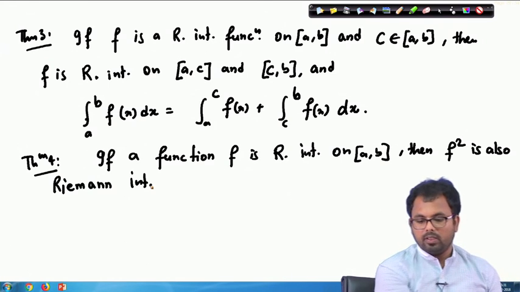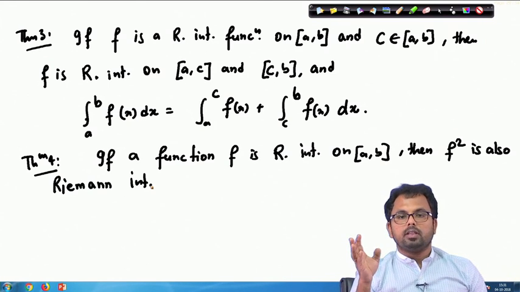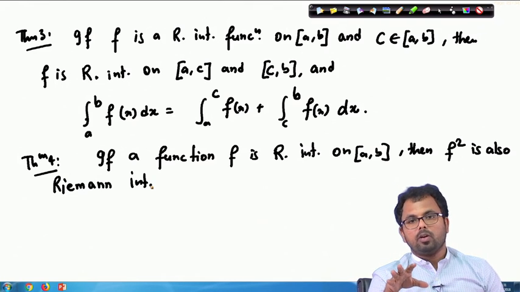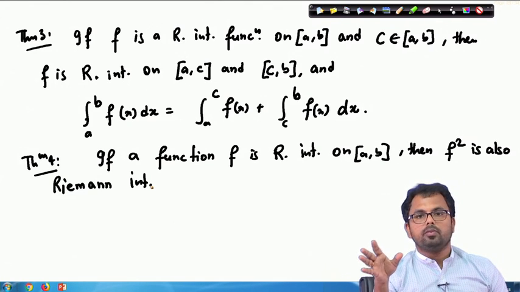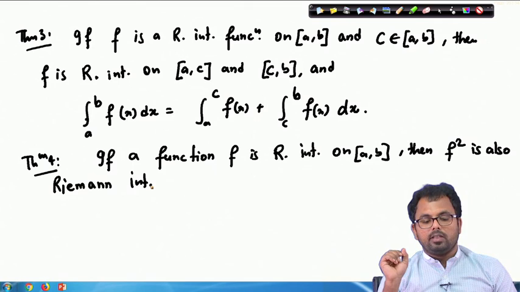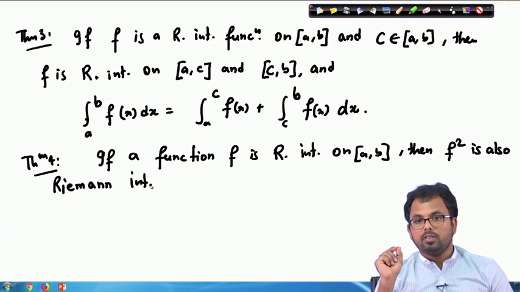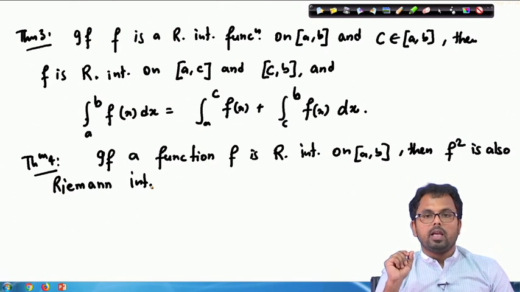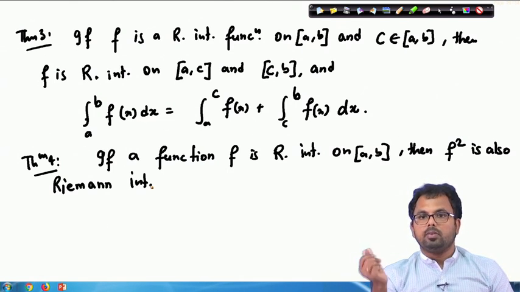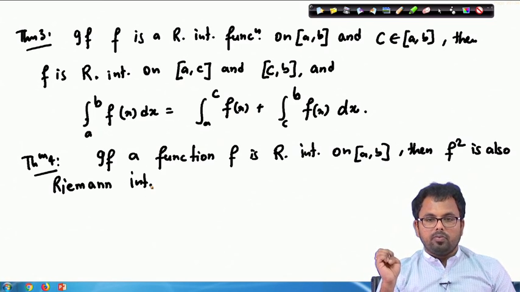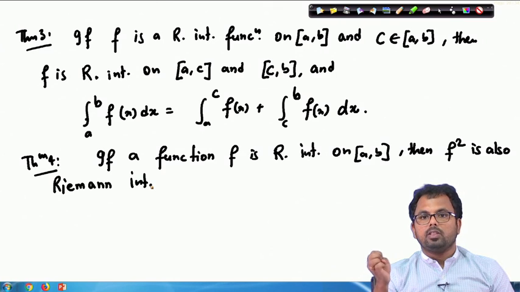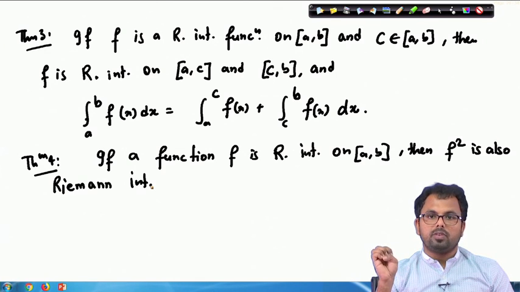So we have seen how to connect Riemann integrability with the Riemann sum, and how it is connected with the definite integral. We also saw the necessary and sufficient condition for a function to be Riemann integrable, and some properties associated with Riemann integrable functions. So we'll stop this lecture here, and in the next class we will continue with the properties of Riemann integrable functions.